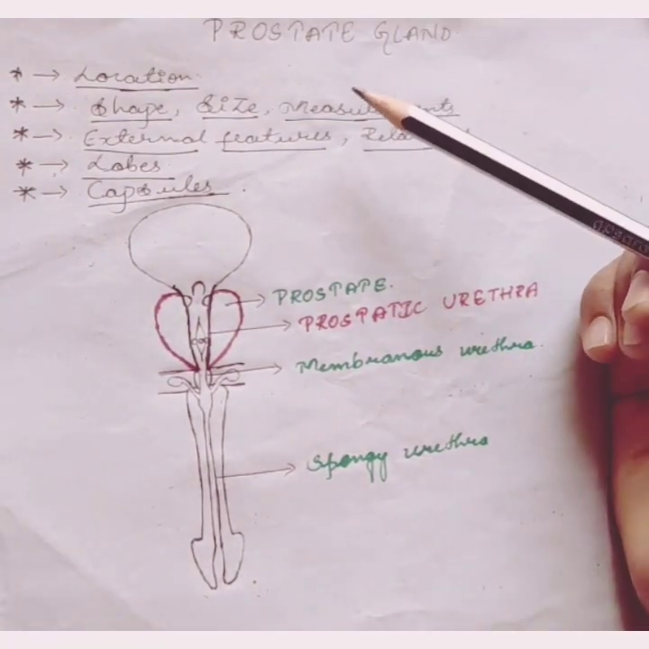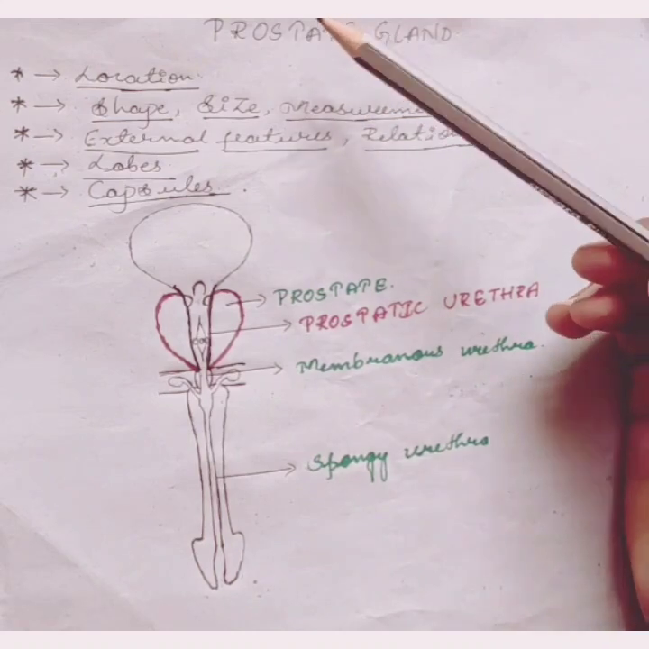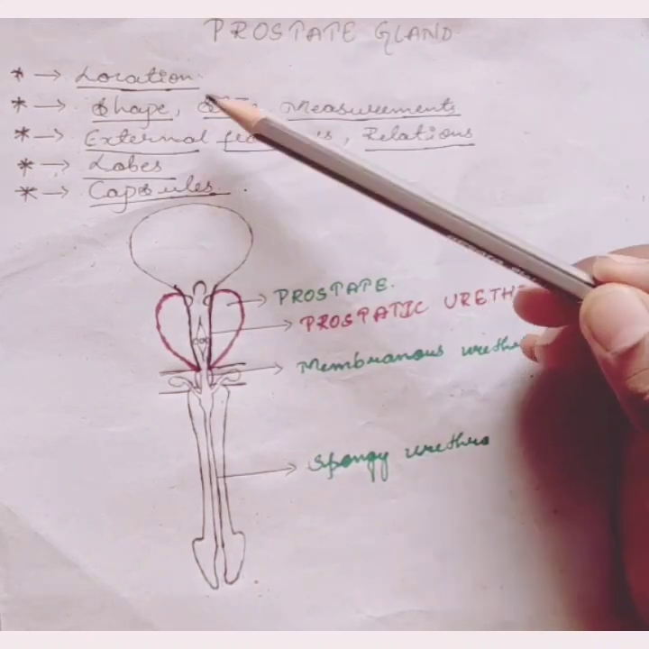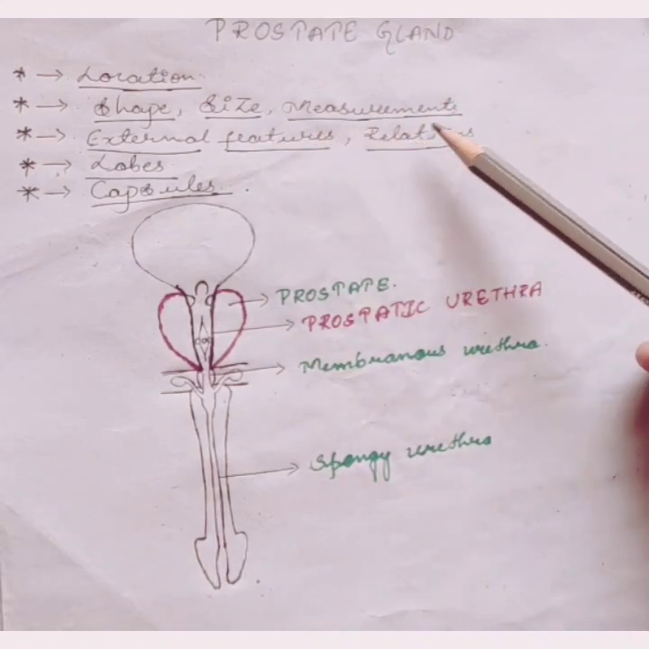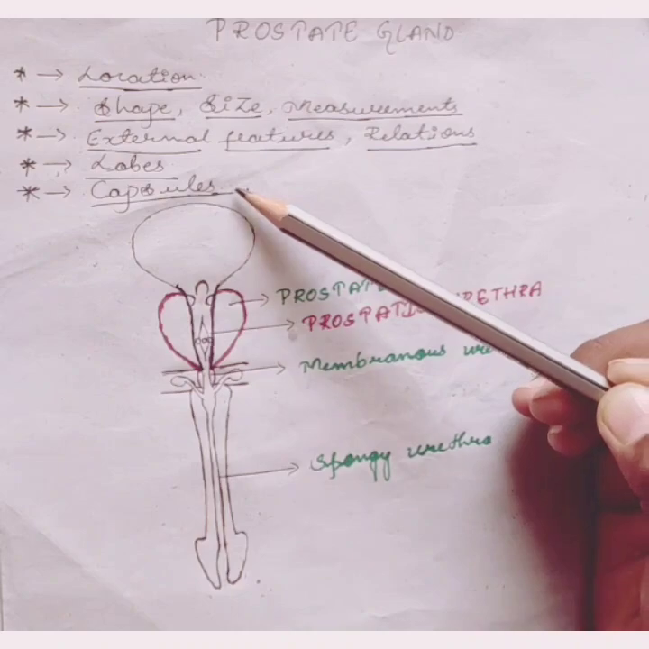Now we will study the prostate gland under important subheadings: location, shape, size, measurements, external features and relations, lobes of the gland, and the capsules covering it.